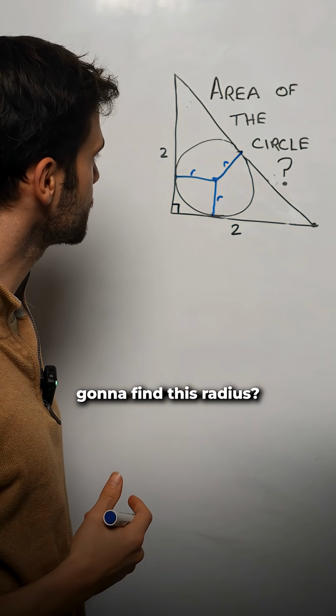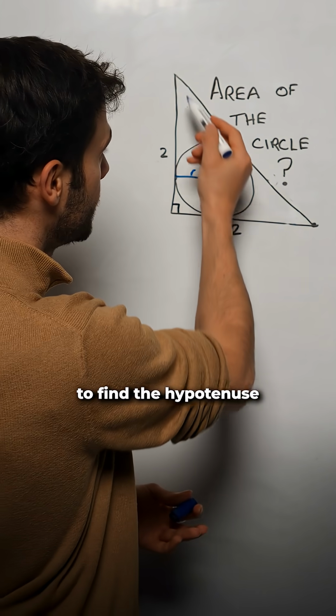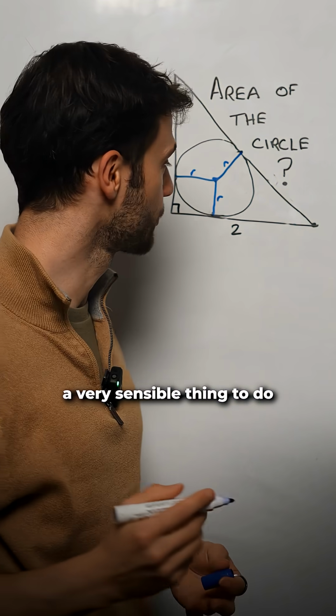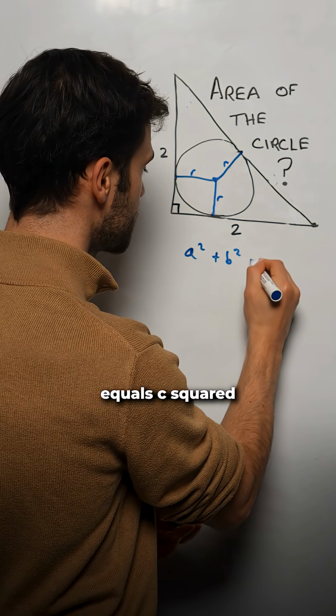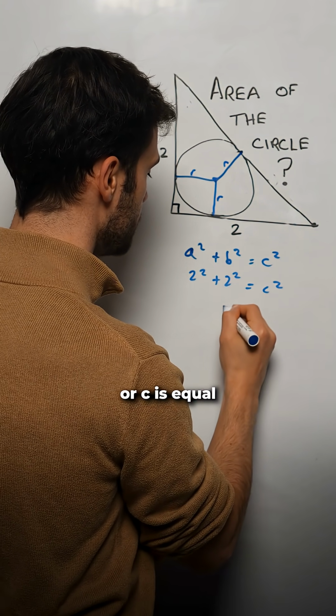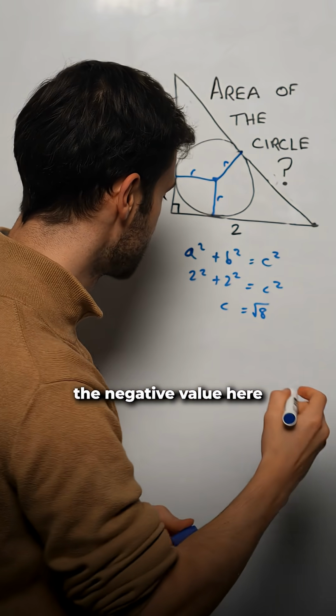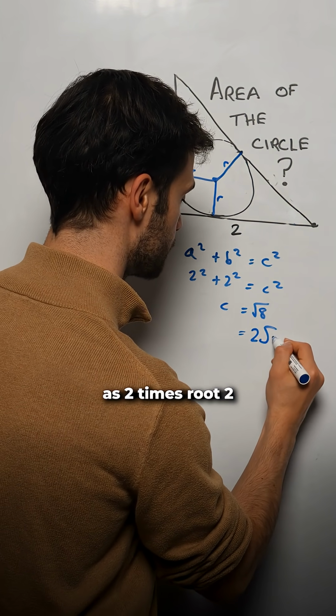How are we actually going to find this radius? It's a right-angled triangle. We could use Pythagoras' theorem to find the hypotenuse, and that'd be a very sensible thing to do. a squared plus b squared equals c squared. So we're going to get 2 squared plus 2 squared equals c squared, or c is equal to the square root of 8. Of course, we don't need to consider a negative value here. So this is the same as 2 times root 2.